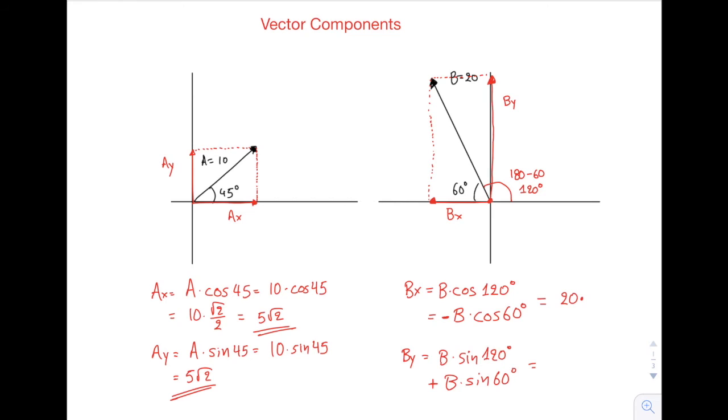In the first case, the Bx will be 20 times either cosine of 60 or cosine of 120, 1 over 2, and because it is on the left, we need to mark it as negative, and the By will be B, which is 20 times radical 3 over 2, which is equal to 10 times radical 3 upward or positive.